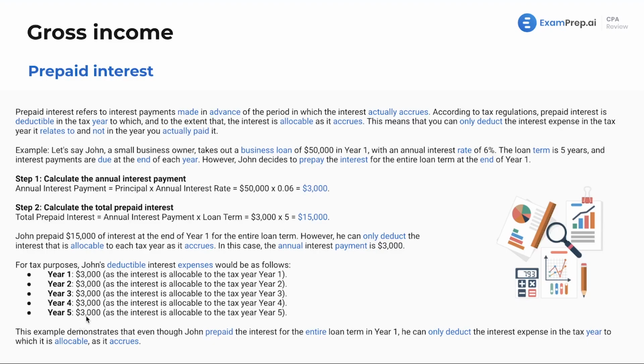Now, this example is going to demonstrate that even though you would think normally that, okay, $15,000 went out the door, you can expense that all in year one. Nope. Even though you prepaid interest for the entire loan in year one, you can only deduct interest as it is allocable as it accrues. Now, I mean, there's legitimate reasons for this. It's not just the IRS giving you a low blow. Many people try to get one over on the IRS. So not to get into examples of that too much, but that's essentially what we're dealing with. Trying to make sure that everything's fair.